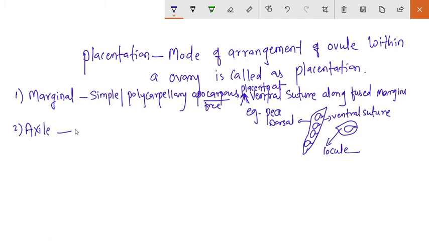Axial placentation. Axial placentation means the gynoecium which is made by the fusion of two or more carpels. There is the fusion or union of two or more carpels. That means polycarpellary, or it may be pentacarpellary, depending on how many carpels. So two or more carpels are present, and these two or more carpels unite.